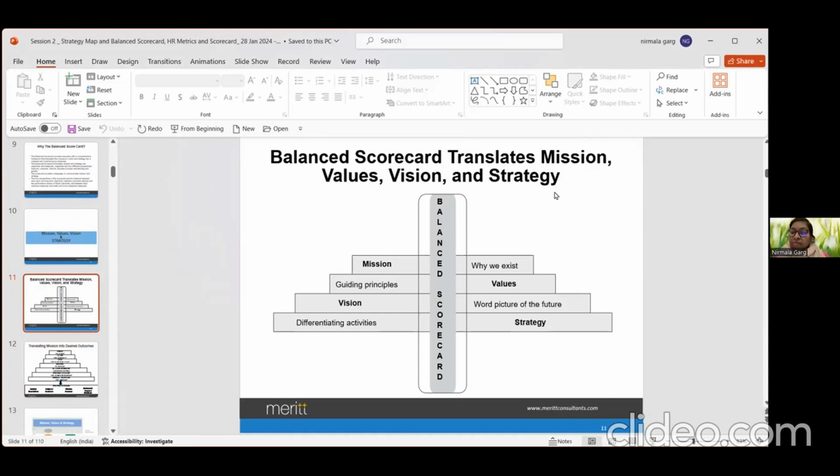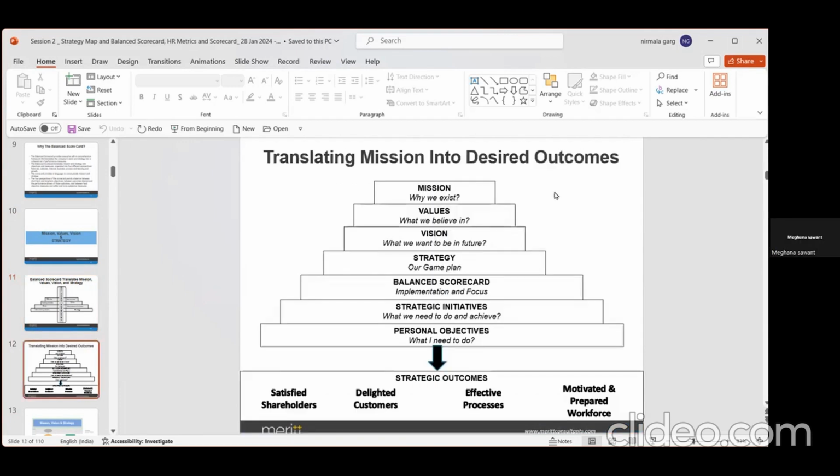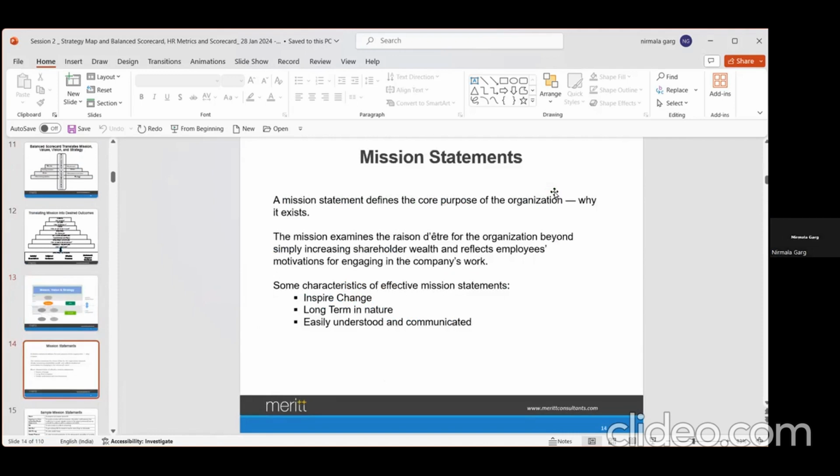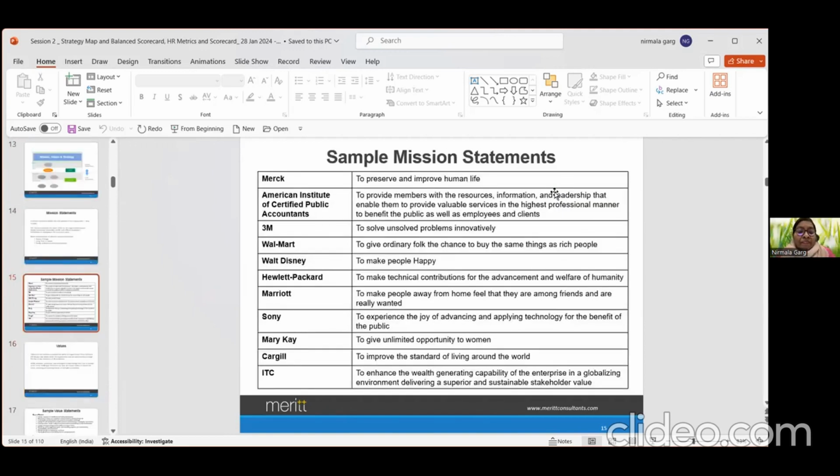Mission is what, typically, I'm sure everybody understands. That means, why are we existing, right? Mission statements are inspiring, change, long term in nature. Sony's mission statement: to experience the joy of advancing and applying technology for the benefit of the public. Walmart: to give ordinary folk the chance to buy the same things as rich people. 3M: to solve unsolved problems innovatively.